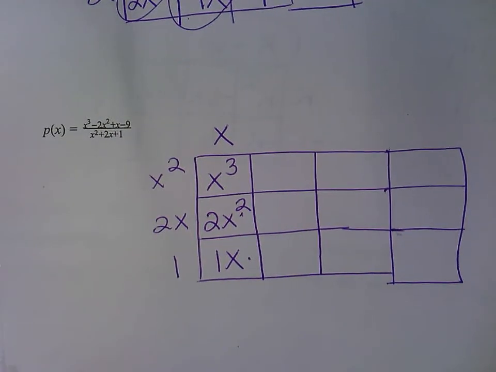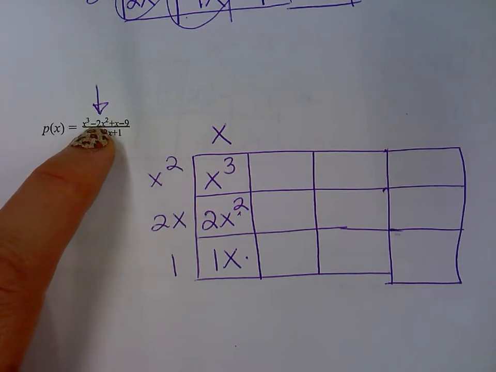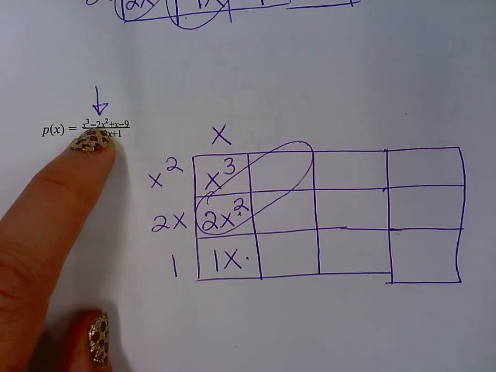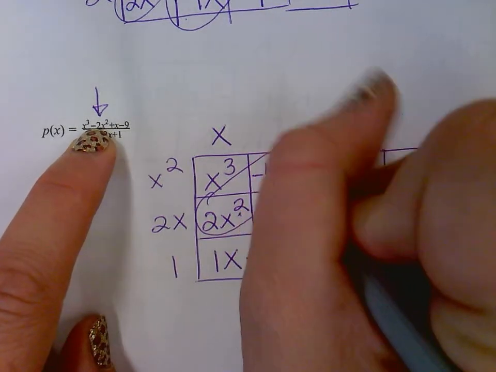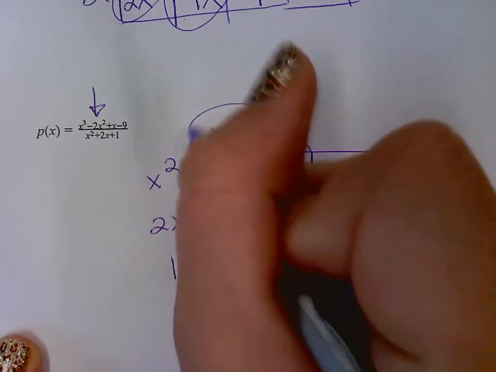All right, so now what am I going to look at? I'm only going to look at the next term in my dividend. See how that's negative 2x squared? So I only currently care about this diagonal right now. So to get the correct amount of x squareds, how many do I need? I currently have 2 of them. I need to get to negative 2 of them. So I would have to subtract 4 of them, right? So I need a negative 4x squared. I'm only worried about this one step right now. So what goes on top? Negative 4. And if I've made it to a constant, then that is my final answer for my quotient.